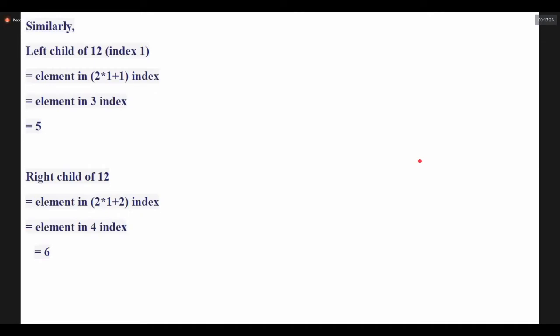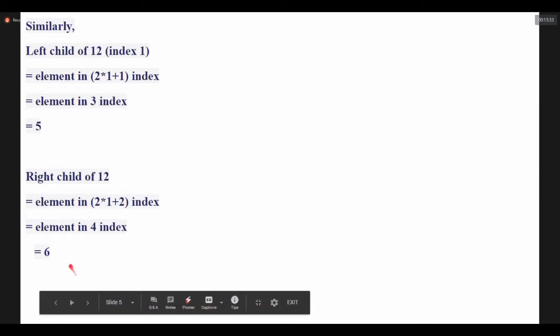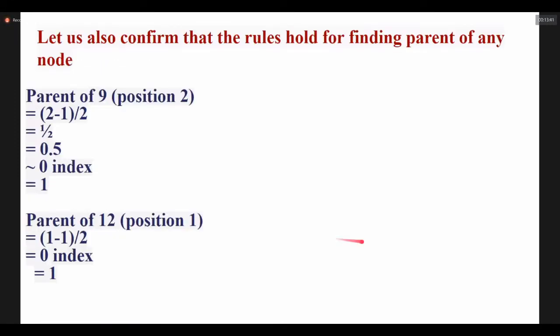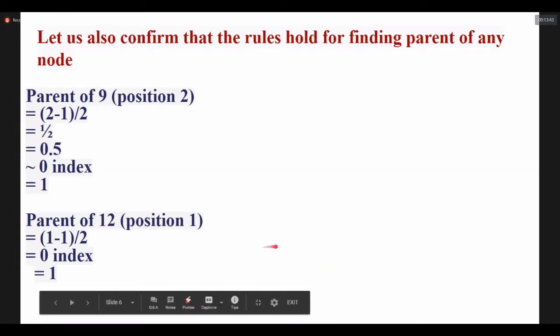Next, what is the right child of 12? 2 into 1 plus 2, so the fourth index value is 6. This is the relation between tree and arrays.